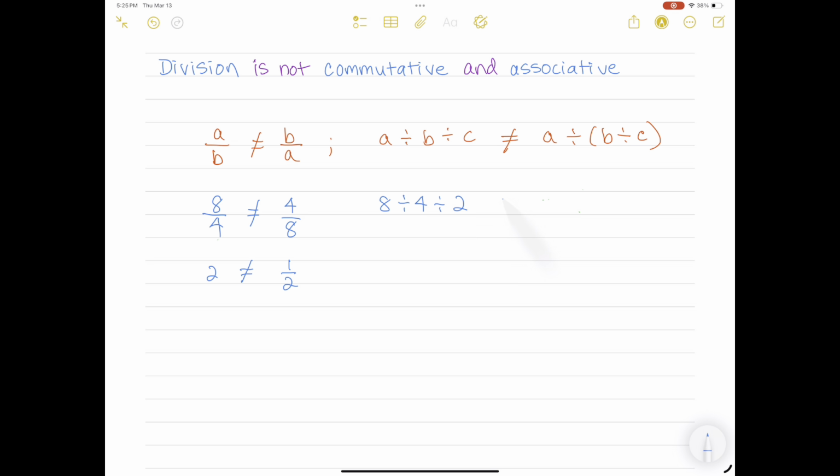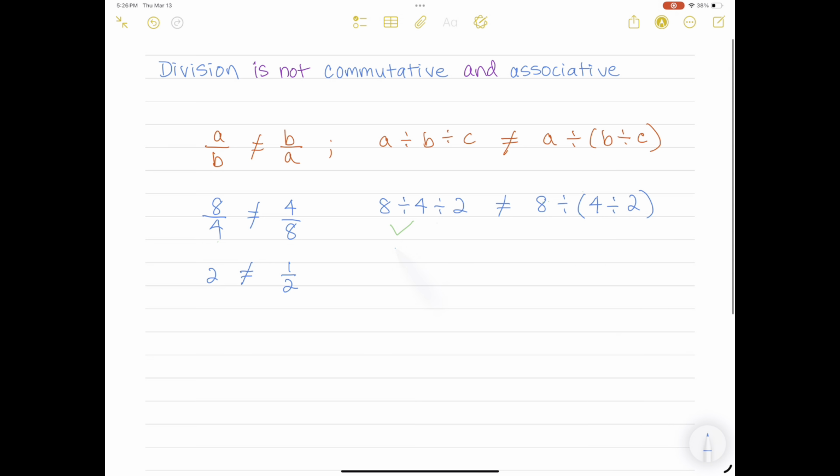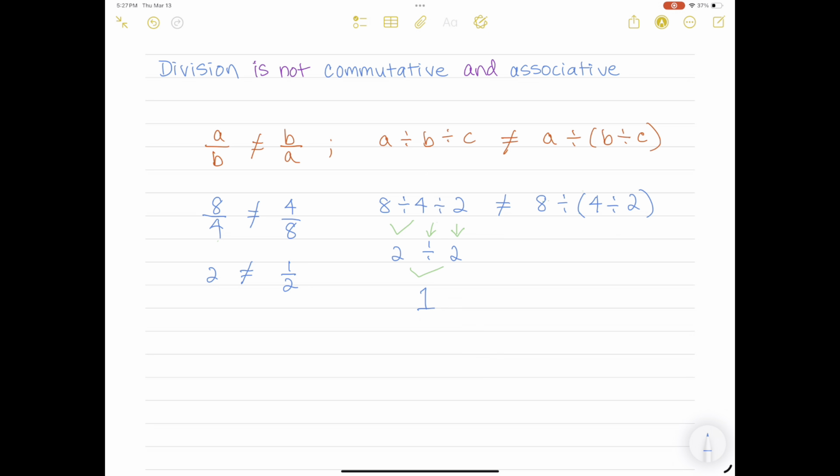Meanwhile, back to division not being associative, 8 divided by 4 first and then divided by 2 does not equal first dividing 4 divided by 2 and then taking that quotient, dividing that back into 8. So in the first example, 8 divided by 4 equals 2, and then we bring down the division sign and we bring down 2 to the next line to continue the problem, and then we have 2 divided by 2, which equals 1. So 8 divided by 4 divided by 2 equals 1.